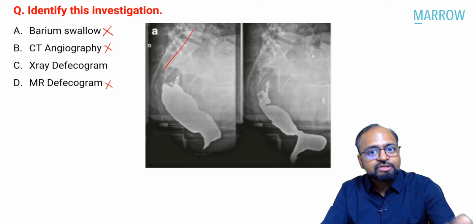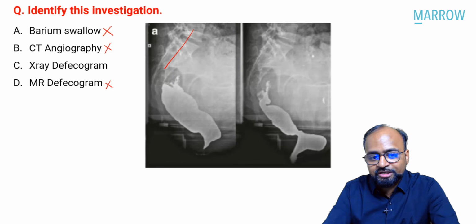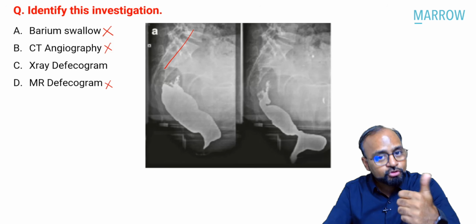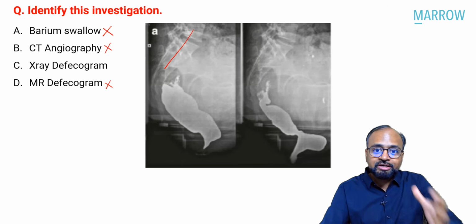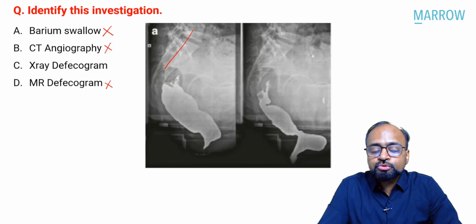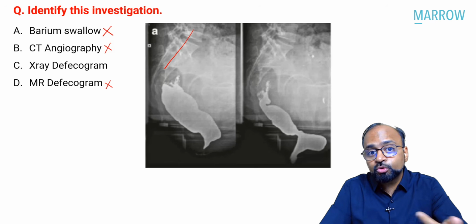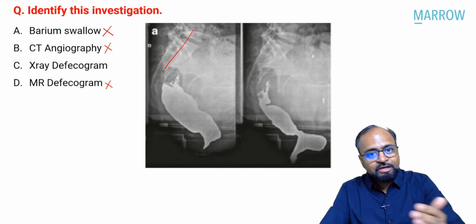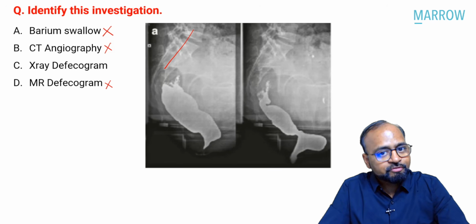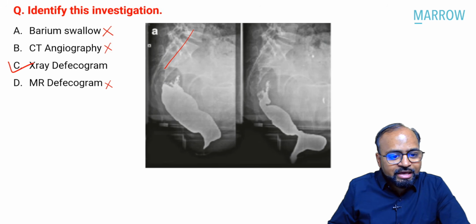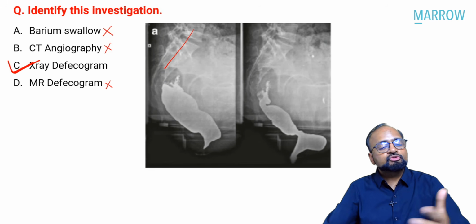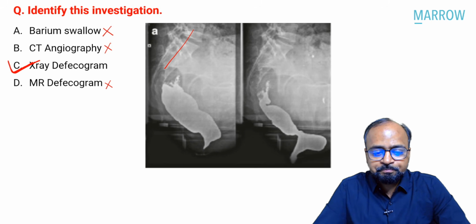The indications and specific pointers to look for in an X-ray defecogram, we have seen them. We have also discussed MR defecogram and the additional utility that it brings, that is, to diagnose pelvic organ prolapse or the anorectal angle and what happens at rest, contraction, and at the time of defecation. So what is this? This is nothing but an X-ray defecogram, which is the answer to this particular question.